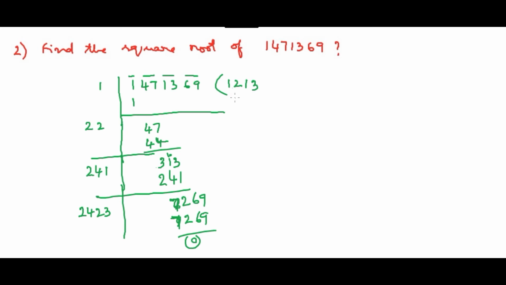So now this quotient will be the square root of this one. So the square root of 1471369 is equal to 1213. That's all. The square root of 1471369 is equal to 1213. Let's move on to the next question.